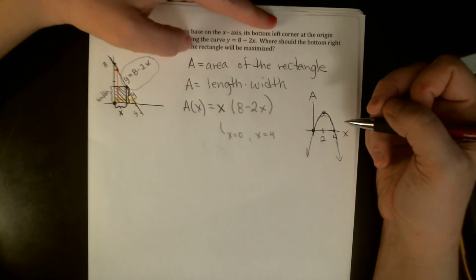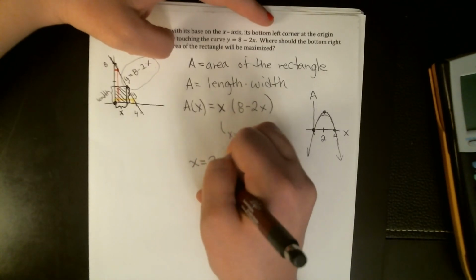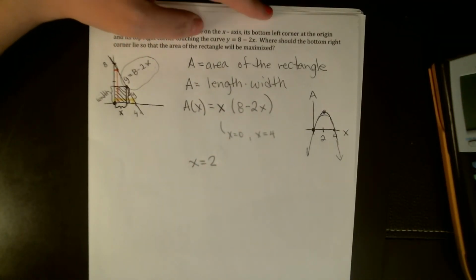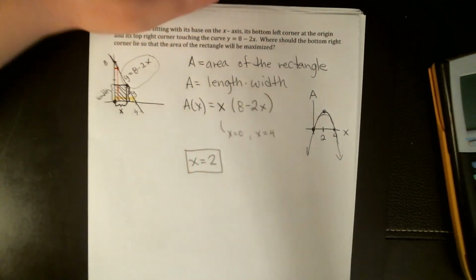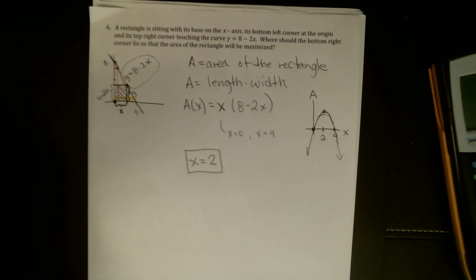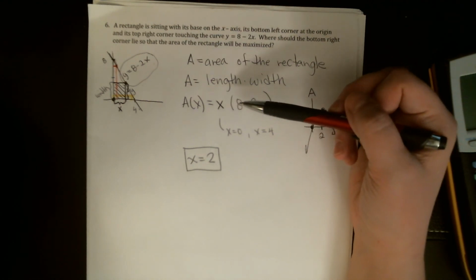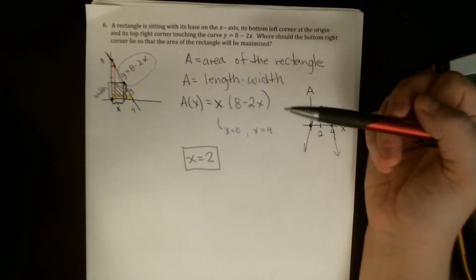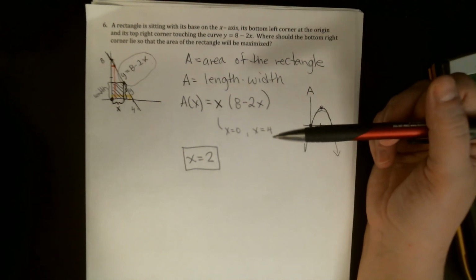So it looks like if I put the bottom right-hand corner at x equals 2, I will get the maximum possible area. So this is the answer to this question. I should point out that sometimes I might ask you what the maximum area is. If you were looking for that, you would just plug the 2 back in, and we would get 2 times 8 minus 4, 2 times 4, so it's 8 square units. I didn't give you units on here, but 8 square units is the maximum area.